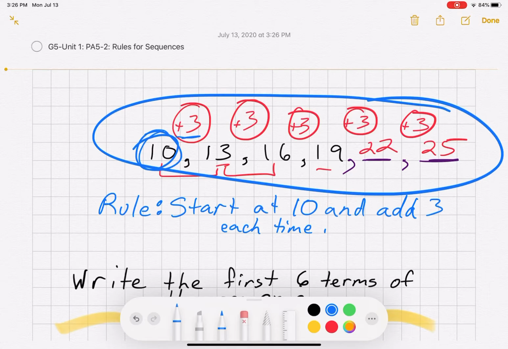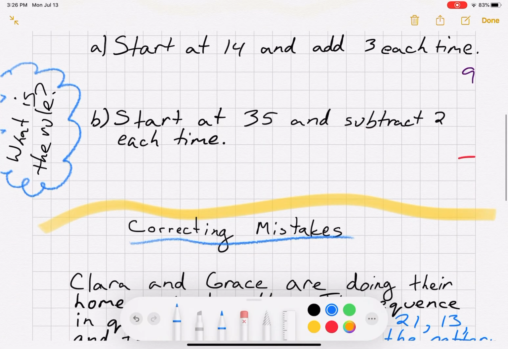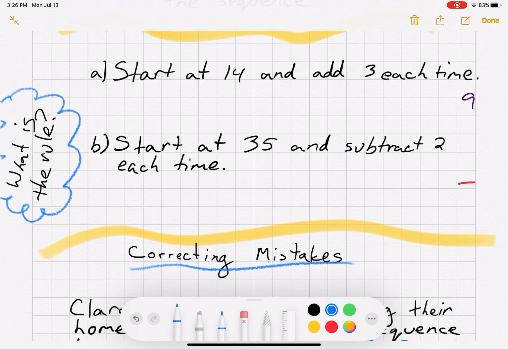And the way that I can check this is I can hand it over to somebody else and say, hey, start at 10 and add 3 each time and stop after the 6th term. And if they come up with the same sequence, obviously it's done correctly, and I have also designed the rule that matches the sequence. So, start at 14 and add 3 each time. This is the rule. So I'm starting at 14, okay, and I'm going to go for 6 terms.